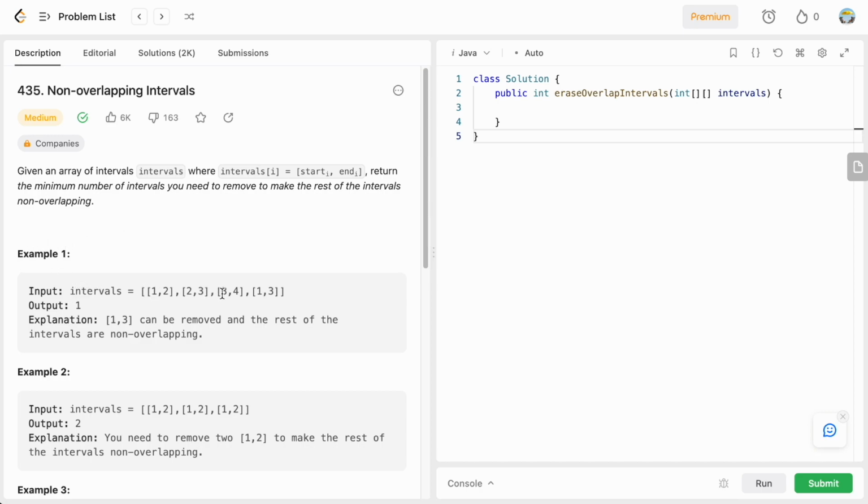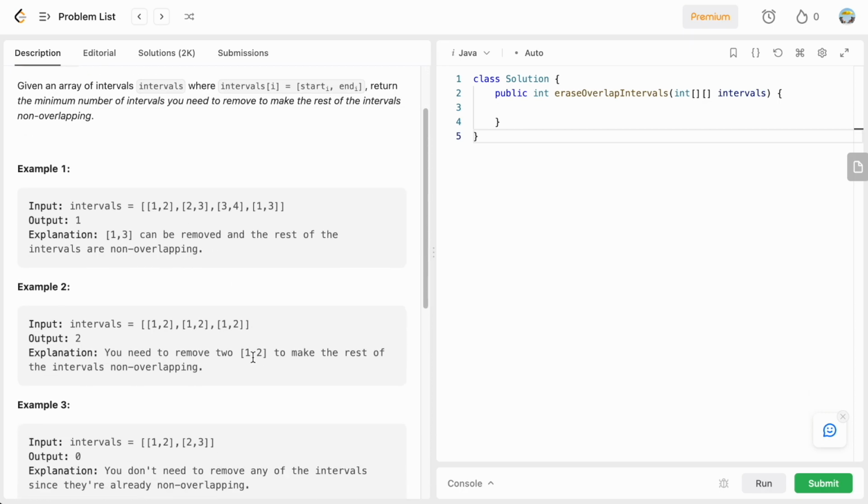[1,2], [2,3], [3,4], and [1,3]. We can see that [2,3] and [1,3] are overlapping. So we can remove [1,3]. And after removing it, our intervals are [1,2], [2,3], and [3,4]. They're not overlapping. So our answer is 1, which is the number of removed intervals.